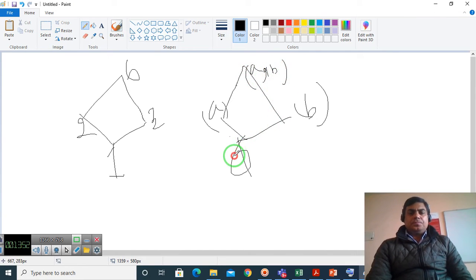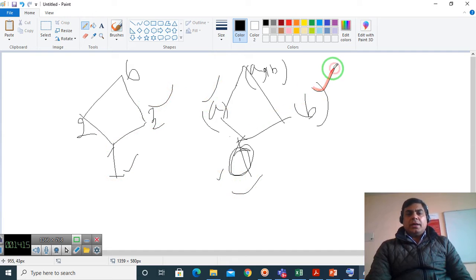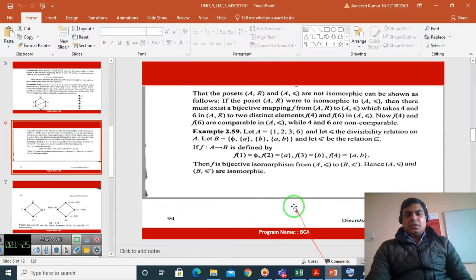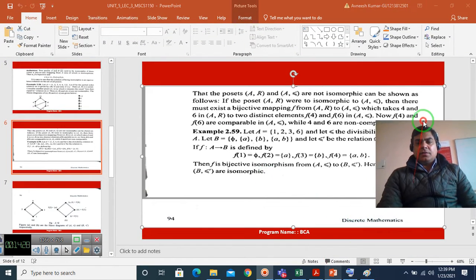Okay, so phi is the smallest element. In this set, 1 is the smallest element. 1 is related to 2, 1 is related to 3. Phi is a subset of A, phi is a subset of B. So 1 is directly related to phi, 2 directly related to A, 3 directly related to B, and A and B are subsets of AB. So 2 and 3 divide 6. So they have a correspondence between them. So we can say they are isomorphic graphs.